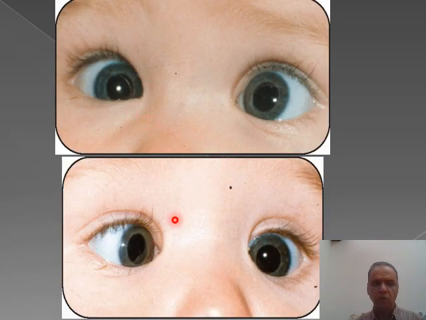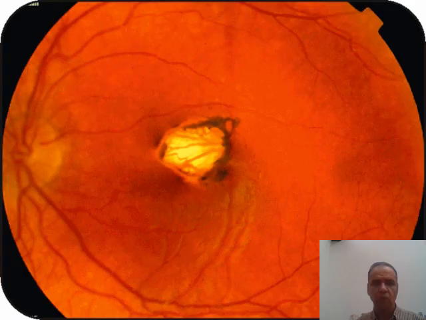Those are two cases of essential or congenital esotropia. You can see the angle is very large, and although very few cases can be corrected by glasses, we should do refraction, but usually the refraction is normal. But if there is any refractive error, it should also be corrected. Otherwise, surgery is indicated for most of the cases with congenital esotropia.